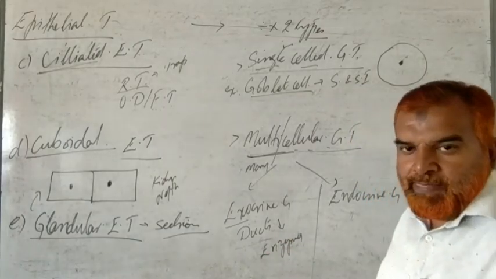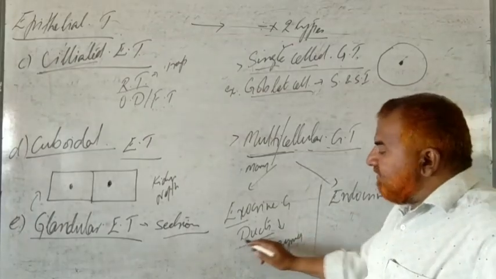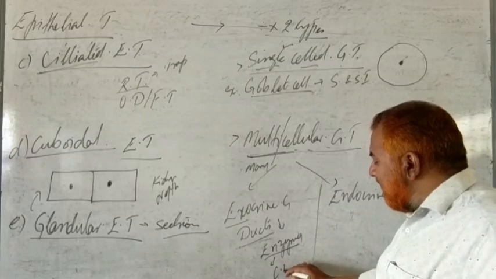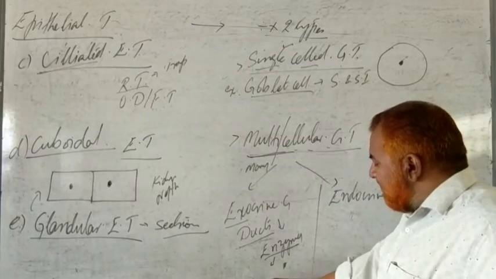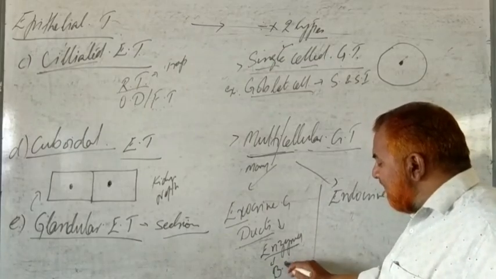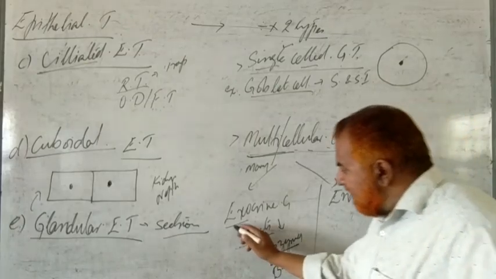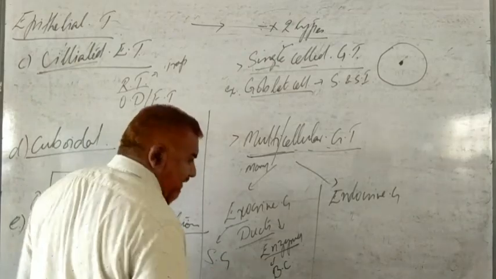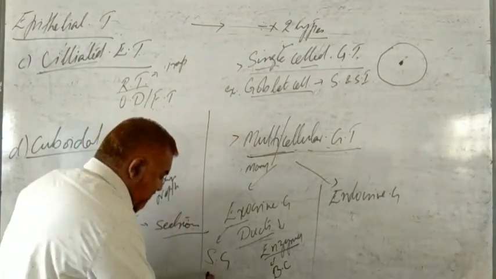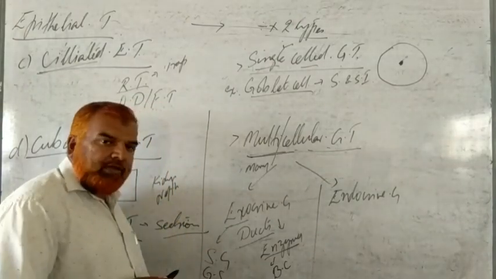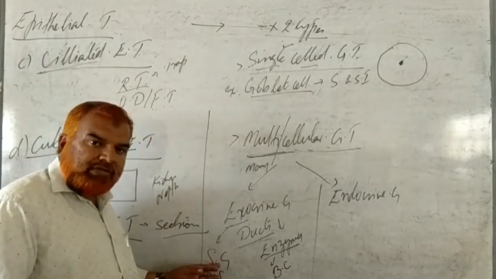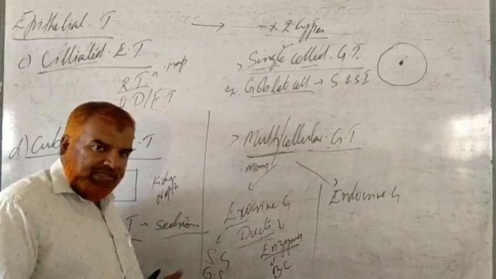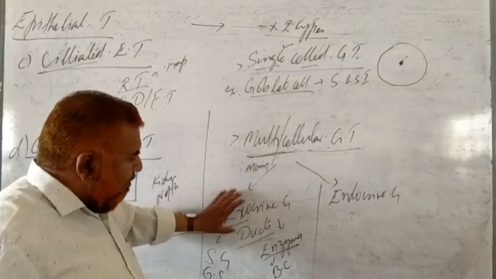Very shortly I am doing it here. These glands with ducts, whatever they secrete is always known as enzymes, and enzymes are chemical messengers. Enzymes are biocatalysts. Example of exocrine glands: salivary glands in the mouth, gastric glands in the stomach, and intestinal glands that help in digestion. So they are the exocrine glands.